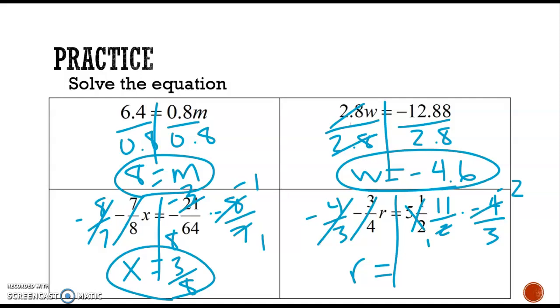11 times negative 2 is negative 22. 1 times 3 is 3. So since 22 is bigger than the 3, we need to change this back into a mixed number. And so 3 goes into 22 7 times. 7 times 3 is 21, so that means there's 1 left over. So we have r equals negative 7 1/3.